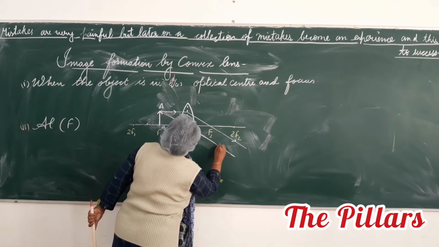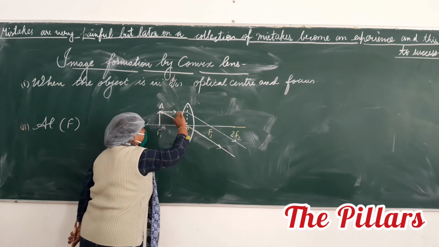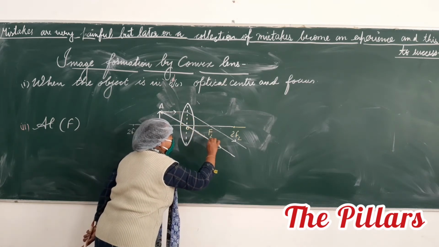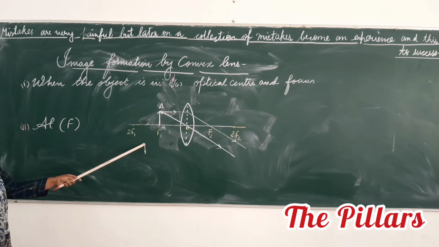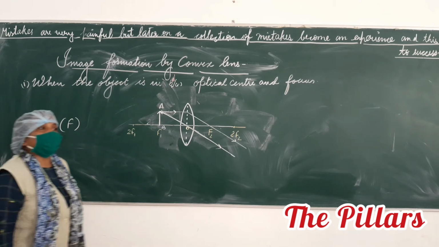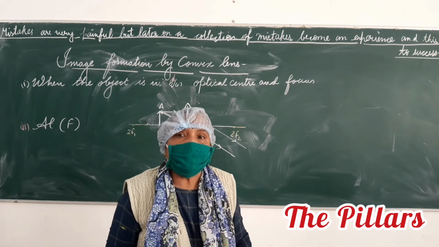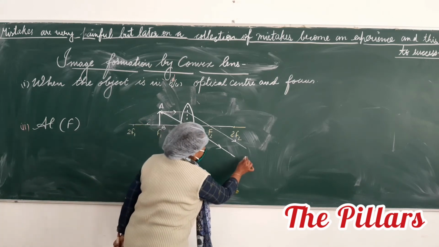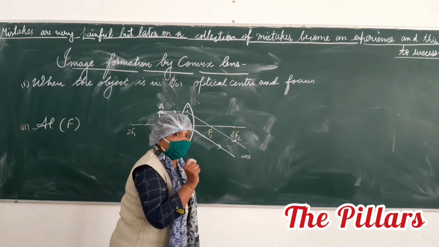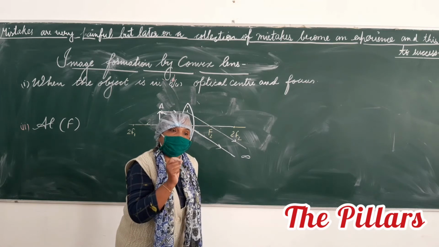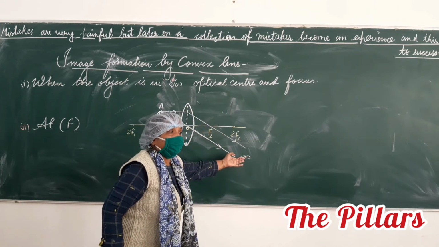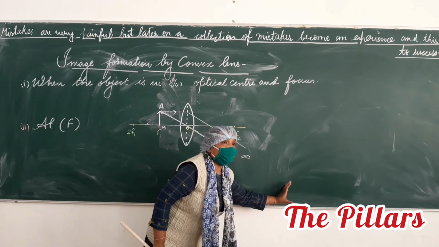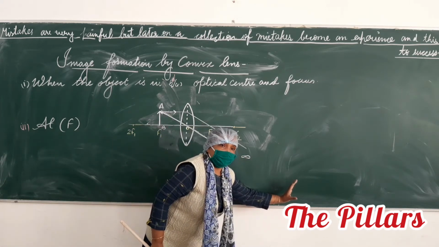We don't know again. See, from optical center, parallel. The same thing we have done for the spherical mirror also, isn't it? If the object is at F, where is the image formed? At infinity. Mind it, the image will be formed at infinity. We cannot show it on the plane of the board here. Clear?